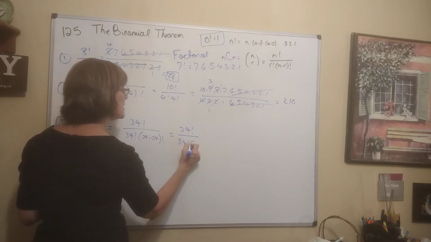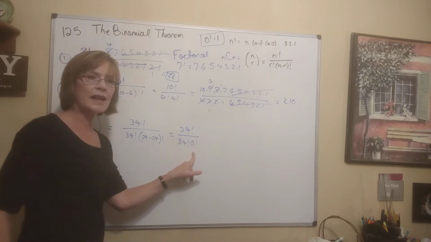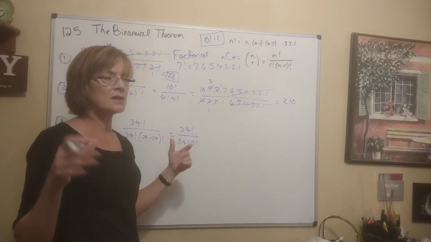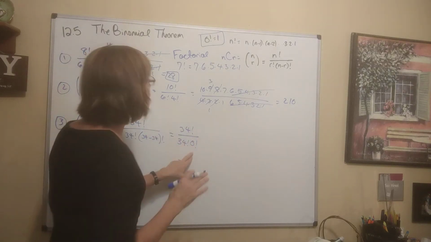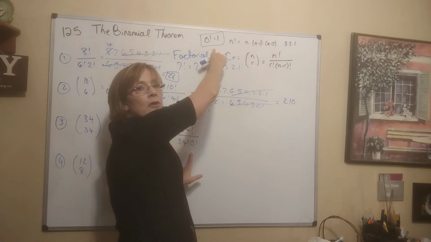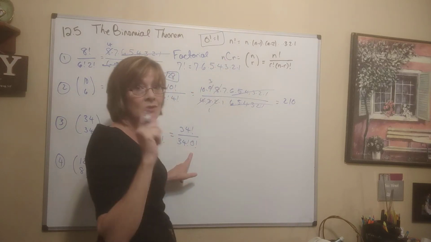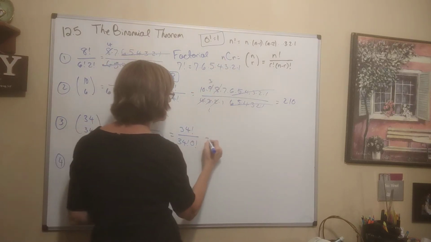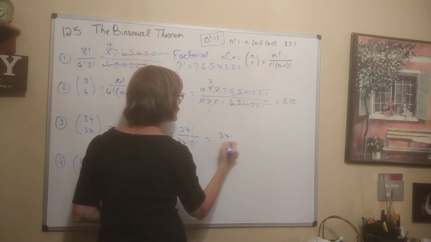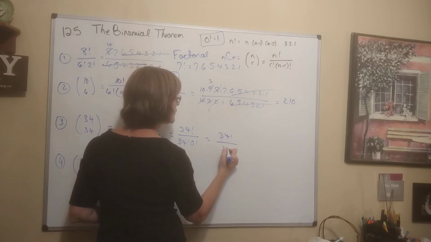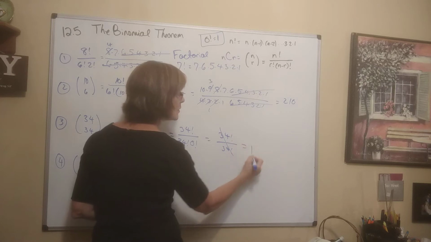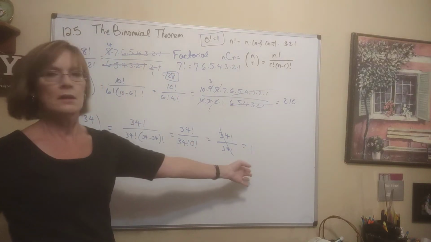34 minus 34 is 0. Now, this looks like I'm dividing by 0. This should cause all kinds of terrible feelings inside, unless you realize that 0 factorial is equal to 1 by definition, so it's a 1, so that's great. This is 34 factorial. 34 times 1 is 34 factorial. This is a 1. This is what this ends up being, okay?